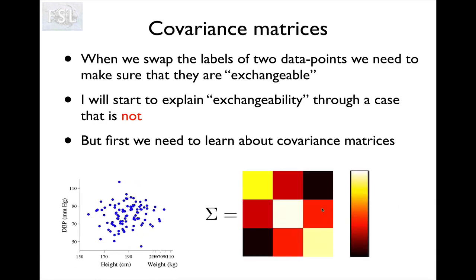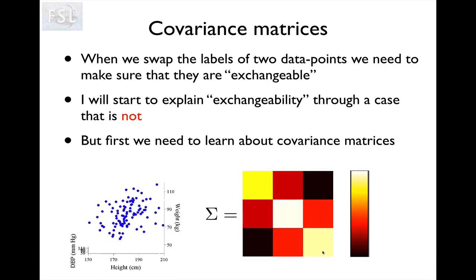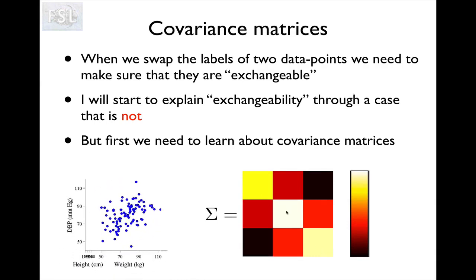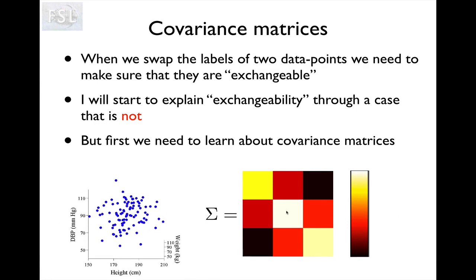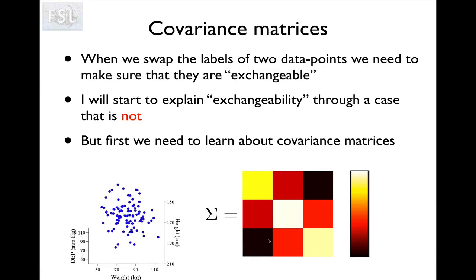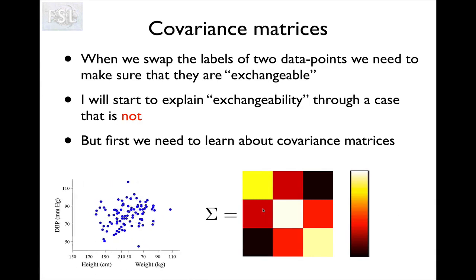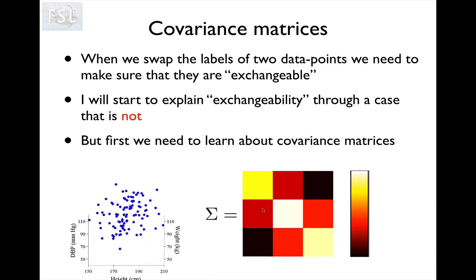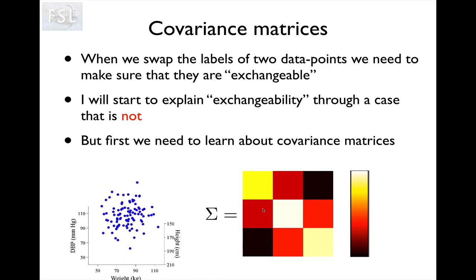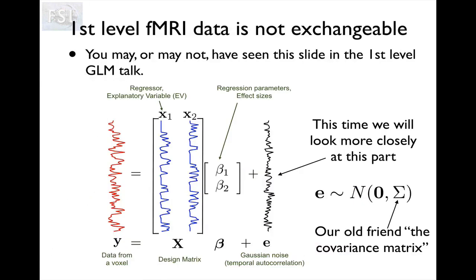This is the same data set as before, the same covariance matrix as before, and I just want to show you an alternative way of visualizing the covariance matrix, because this is what we're going to use in some of the remaining slides. Right, so let's now go to the example where we don't have exchangeability. And that example is first level FMRI data.